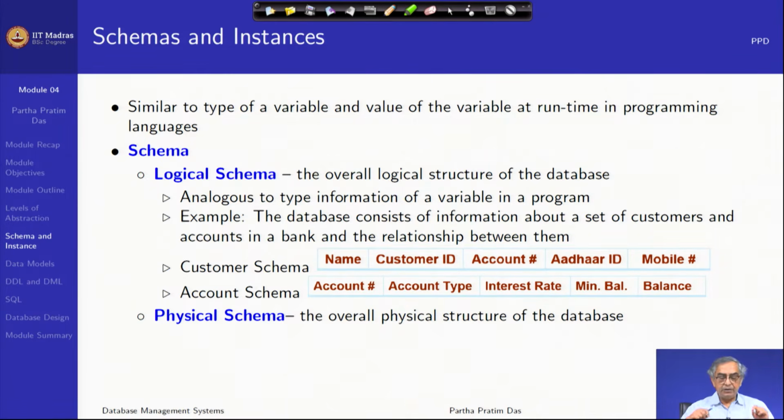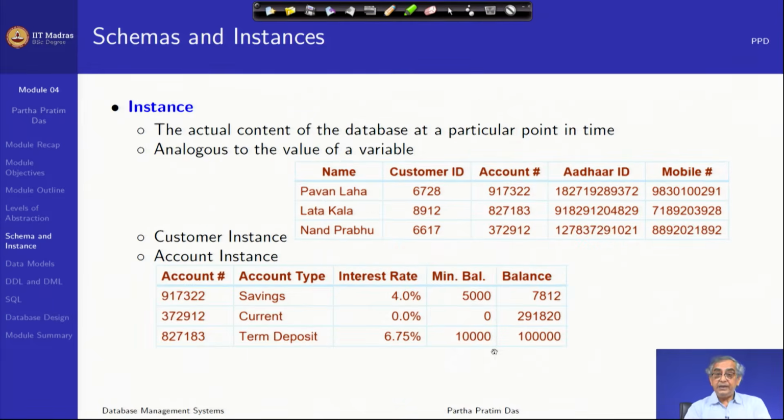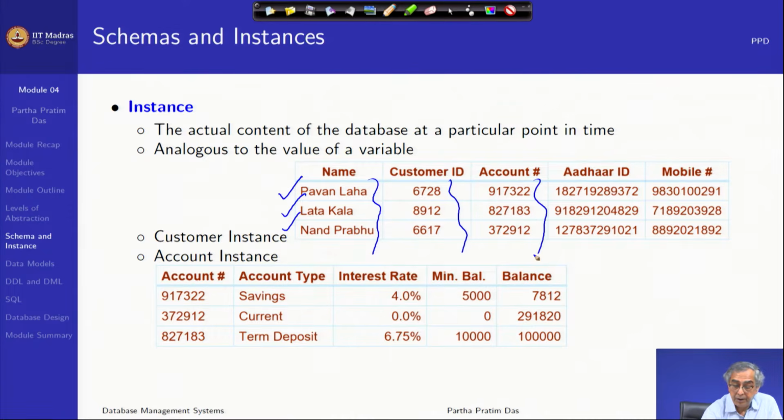And a physical schema is the overall physical structure of the database, of which we will come at a later point of time. In contrast, an instance is when, based on a schema, you have one or more records or data values available. So, that is analogous to the value of a variable. So, we talked about the customer schema. Here what we have is the actual customer instance. So, there are 3 records, each has a name, a customer ID, account number, Aadhaar ID, mobile number. So, that is an instance.